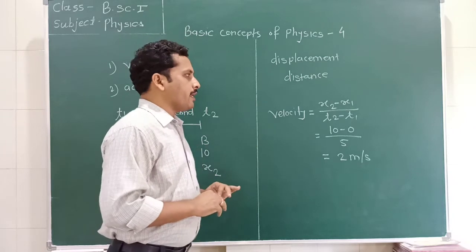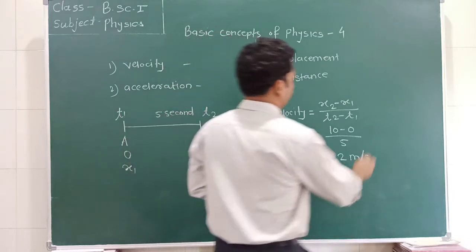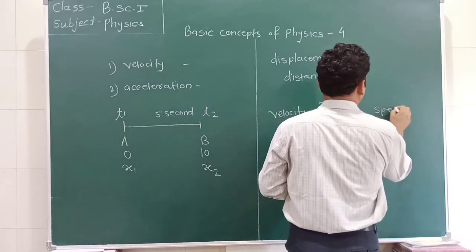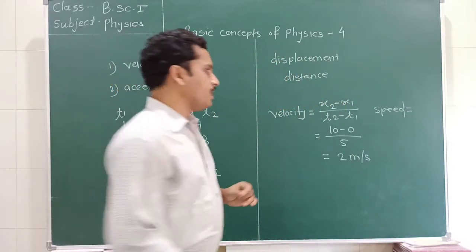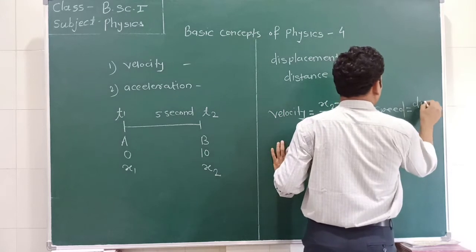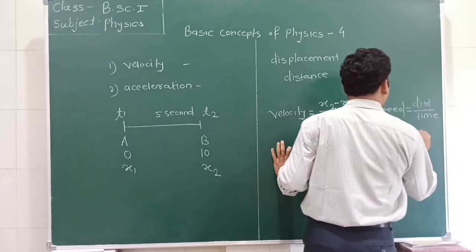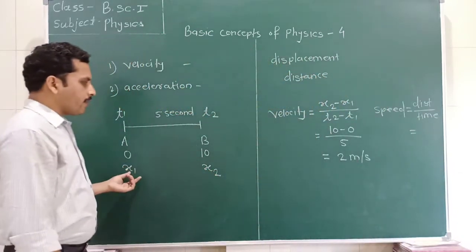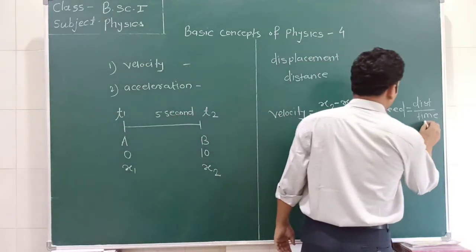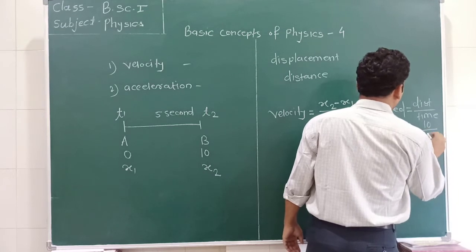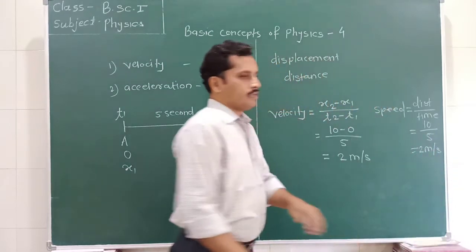Another quantity similar to velocity is called speed. And what is speed? Speed is nothing but the distance divided by time. What distance does it cover? It covers a distance from 0 to 10, so the distance covered is equal to 10, and the time is equal to 5. So what is the speed? The speed is 2 meter per second.